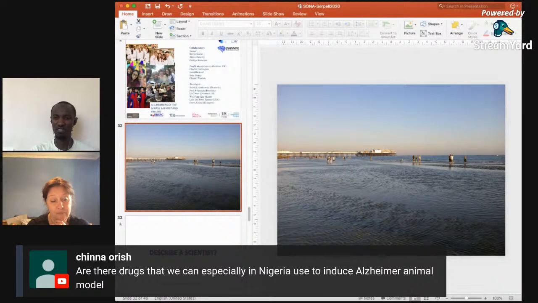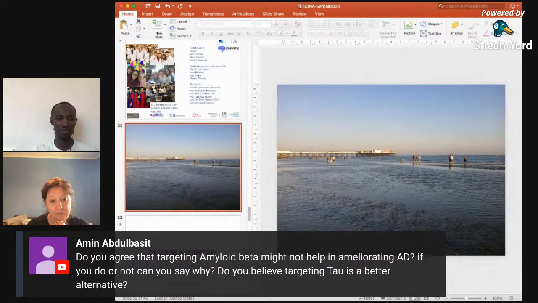Absolutely. Okay. So we've got this question from Amin Abdul Basir. He said, do you agree that targeting amyloid-beta might not help in ameliorating AD? If you do or not, can you say why? Do you believe targeting tau is a better alternative?